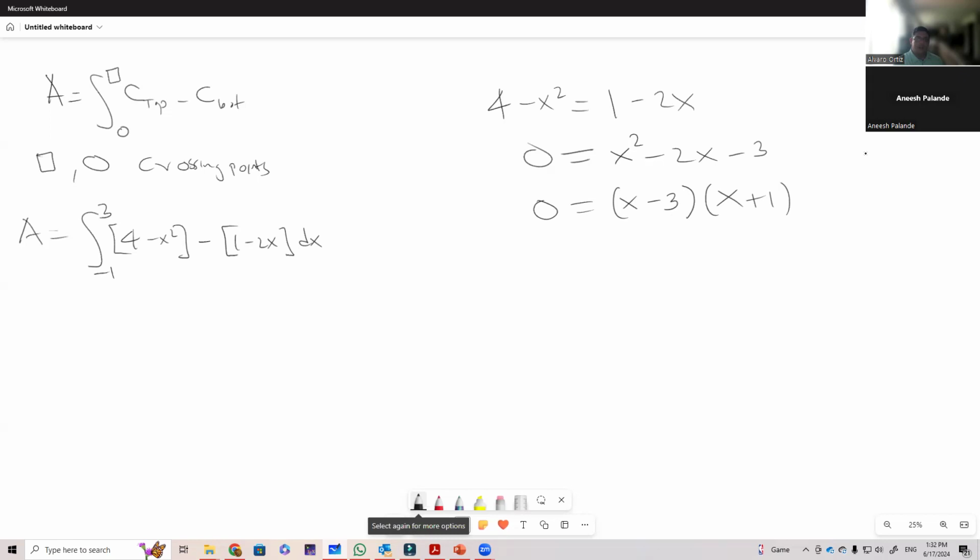Now, from here, notice I get x minus 3 has to equal 0, or x plus 1 equals 0. And then from there you find, oh, x equals 3, or x equals minus 1, which are the limits of integration here. And this is one of the most important parts of doing areas, which is the setup of this type of question.